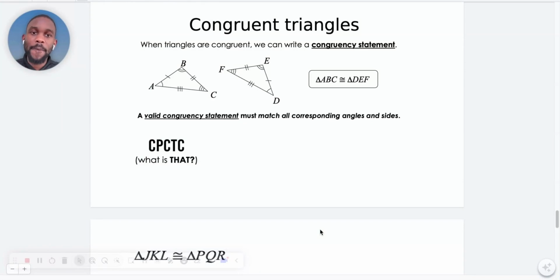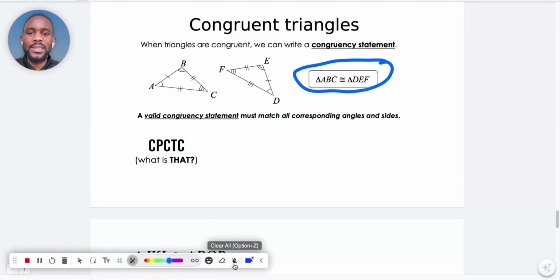In my previous video, we looked at CPCTC, and what that means is corresponding parts of congruent triangles are congruent. It simply means if you give me a congruency statement like this one, you're telling me a lot. I just have to look at what angles are corresponding, that means they are the same, and what sides are corresponding, that means they are congruent too. So that is what CPCTC means. Corresponding parts of congruent triangles are congruent.